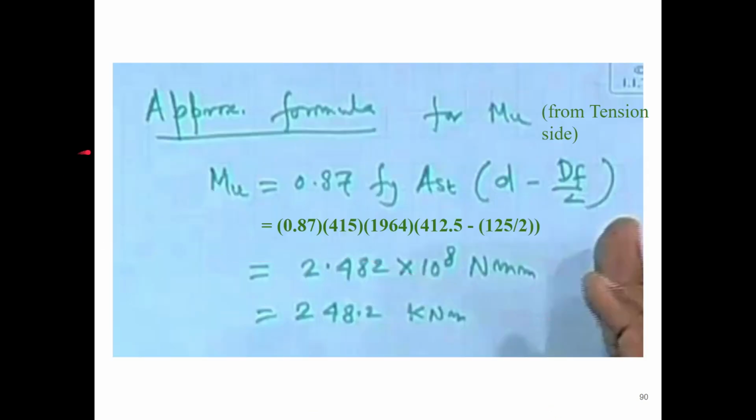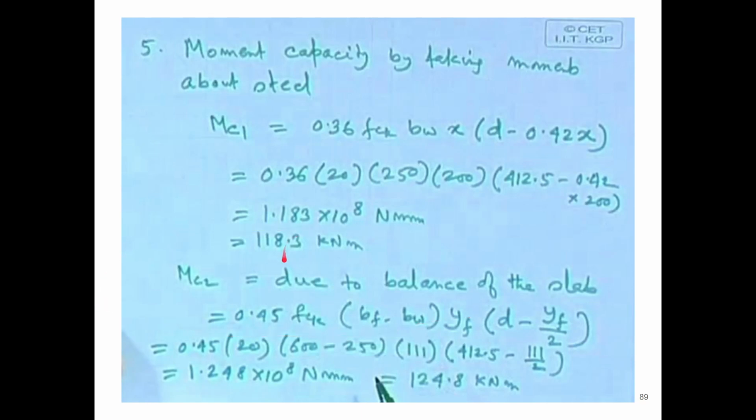If you calculate the total, it will be the moment carrying capacity of the T beam due to concrete failure. So it will be 124.8 plus 118.3. 124 plus 118 is 242, and 0.8 plus 0.3 is 1.1, so it will be 243.1. So the moment carrying capacity due to concrete failure will be 243.1 kilonewton meter.